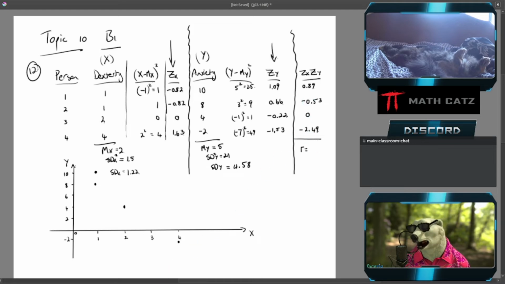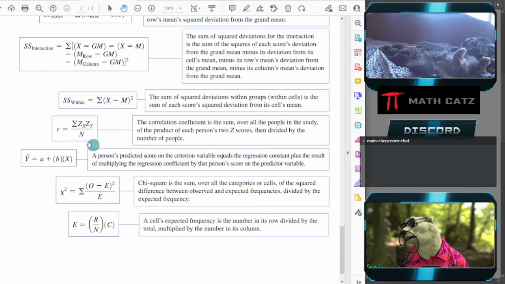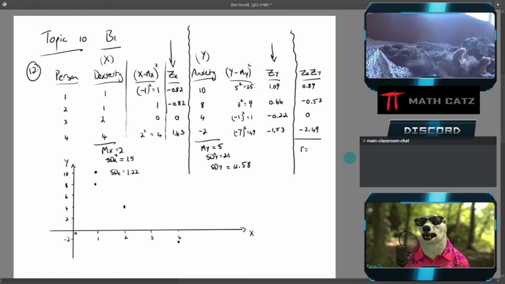Now we're going to calculate, we're almost at the end now. We're going to calculate the correlation coefficient, formula 11.1 here, by adding up all those and dividing by the sample size. So let's show that in the chat. That's kind of the last one. So we have a 0.89 minus 0.53, all right, plus 0, minus 2.49, and we're dividing by 4. What do we get? That does not look familiar at all.